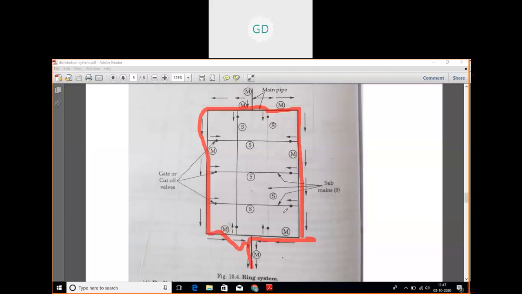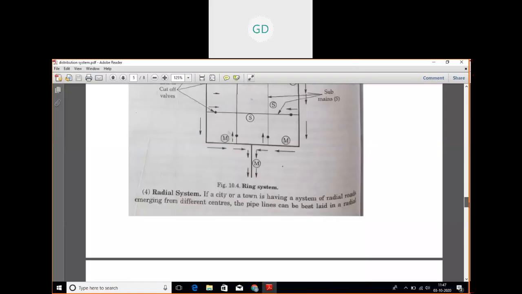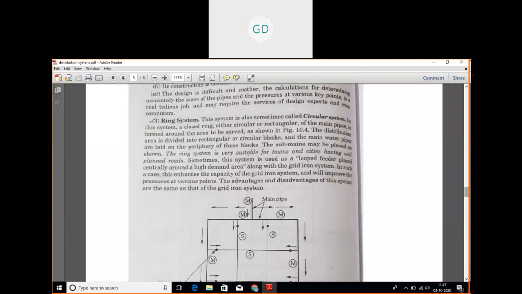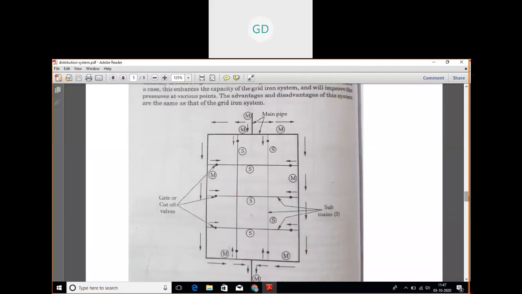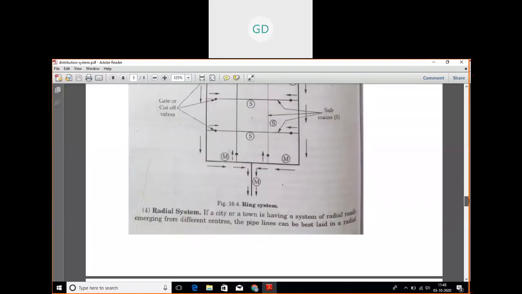So, here the branches or the submain pipes are also connected like that of a grid iron system. Here, basically, the advantages and disadvantages will be the same as that of a grid iron system, because the layout you can see is a similar kind of grid iron system. So next is your last one, your radial system.